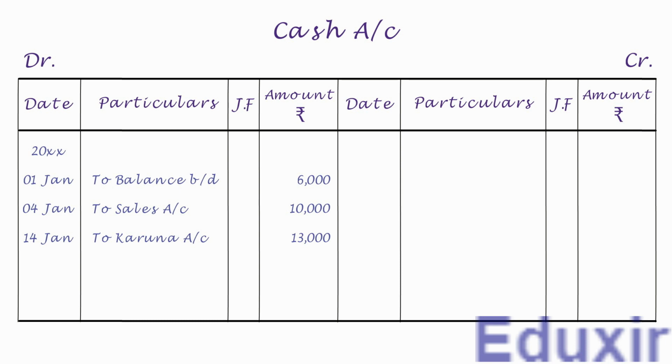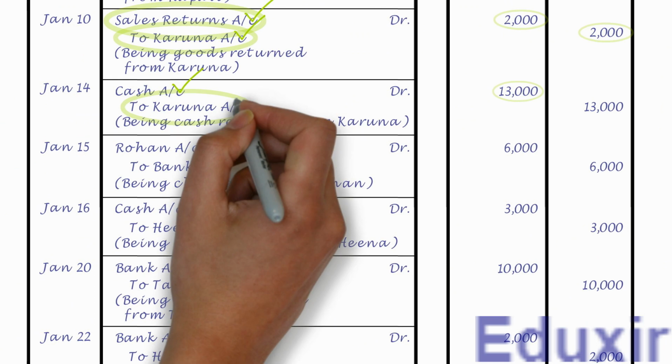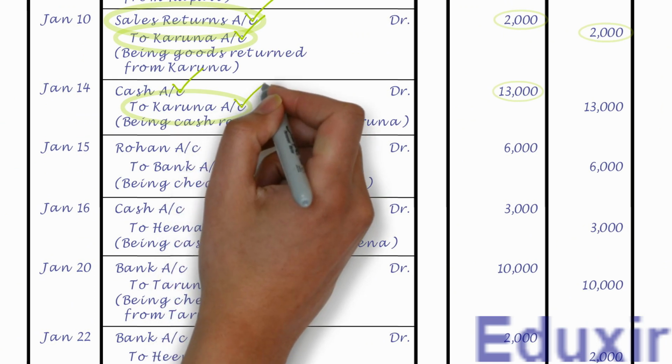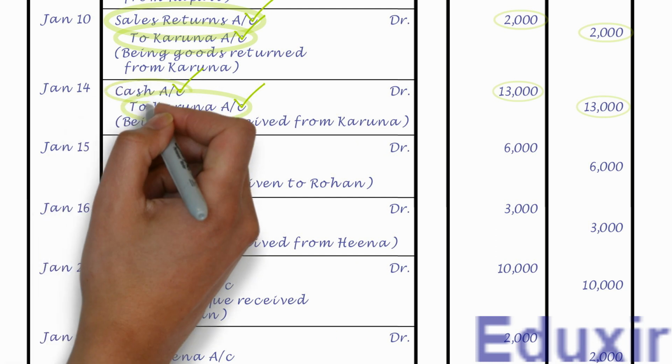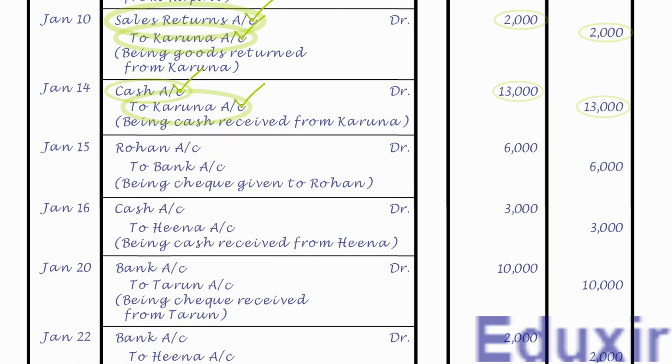Let us now take up the next entry. As the name suggests, it needs to be posted on the credit side of Karuna account and the credit amount is 13,000 rupees. Note that the details that need to be posted into the particulars column is cash account. As we already have Karuna account, let us now post this entry into that account.